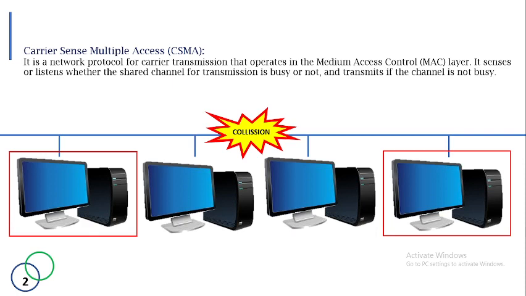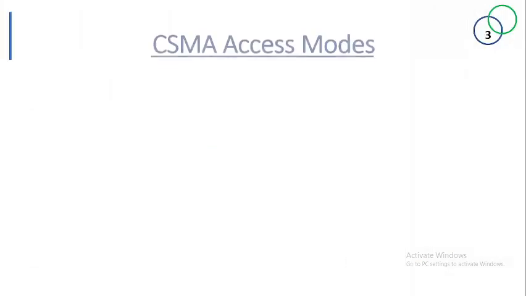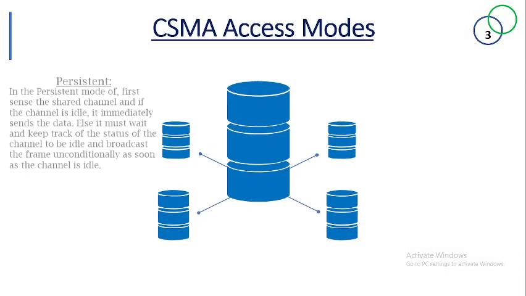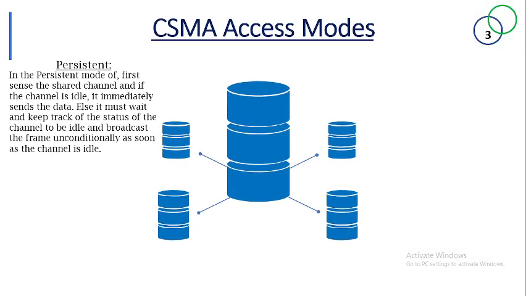idle. That is, if the channel is free, the data will be sent, otherwise not. Simple. The CSMA modes. The persistent mode. The persistent mode first senses the shared channel, and if the channel is idle, it immediately sends the data. Else it waits and keeps track of the status of the channel to be idle and broadcasts the frame unconditionally as soon as the channel is idle.